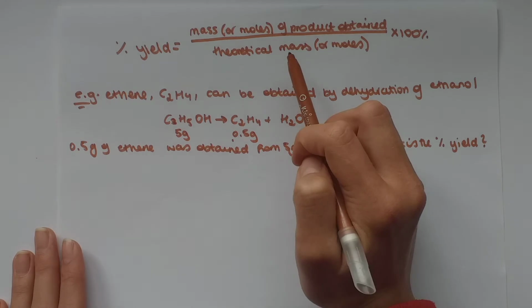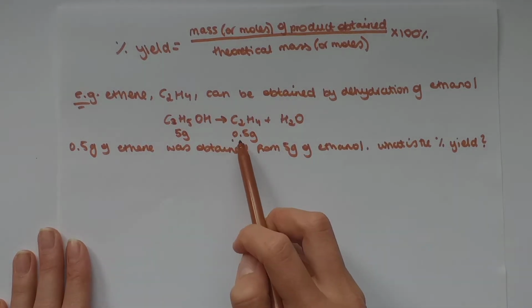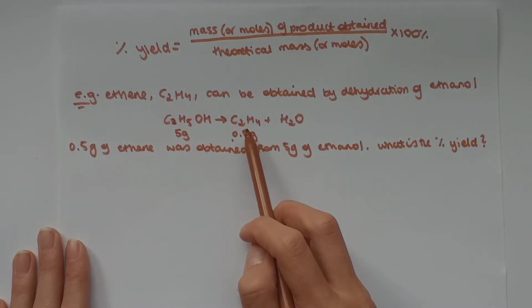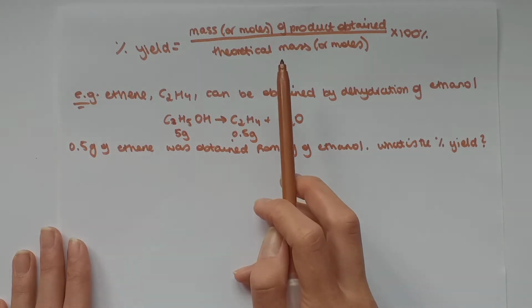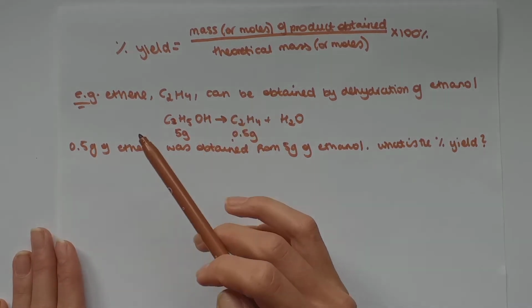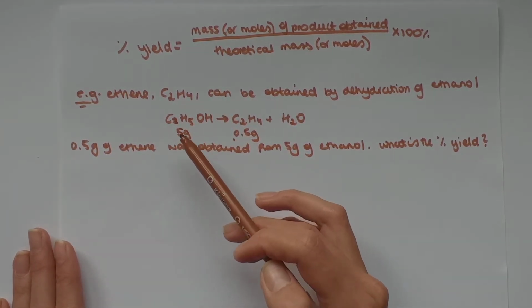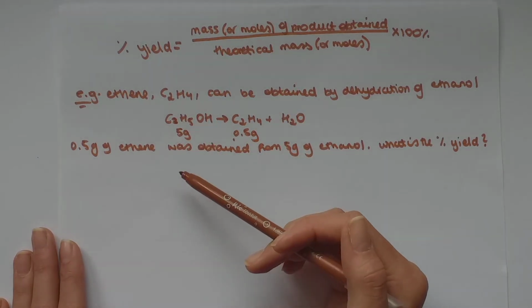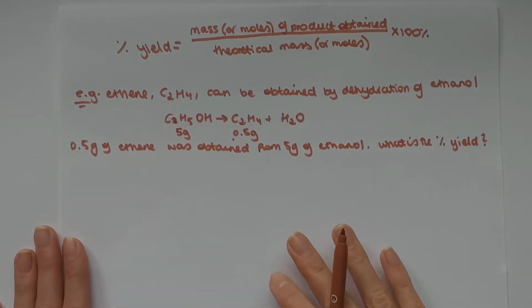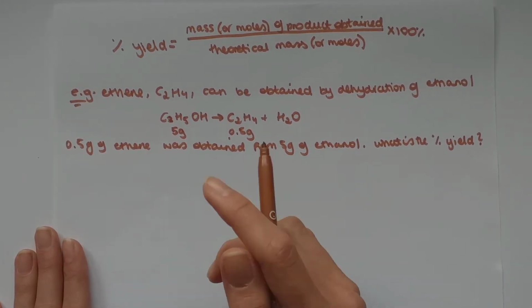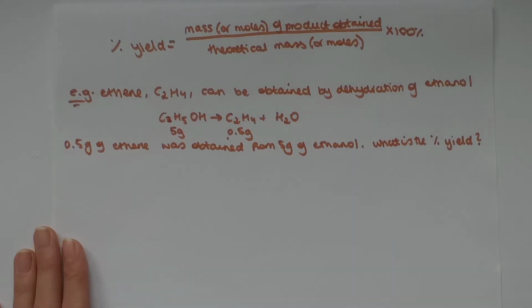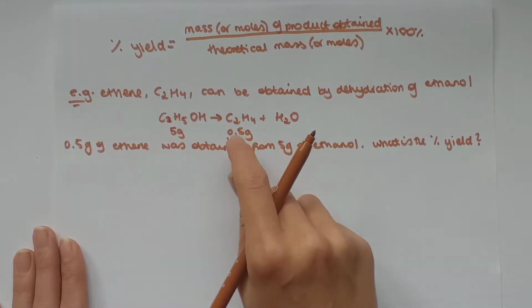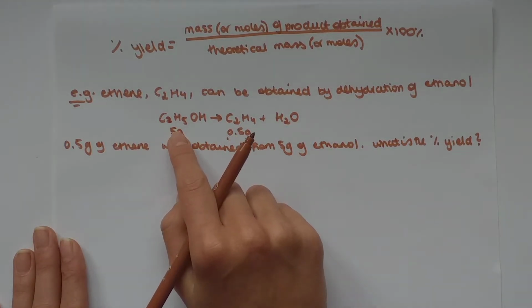Now we have to find the theoretical mass. So in the experiment we got 0.5 grams of ethene. However, theoretical mass is the mass that we should actually obtain if there wasn't any product lost or any errors. Okay, so how do you calculate the theoretical mass? How do you do it? You're just doing a calculation on reacting masses.